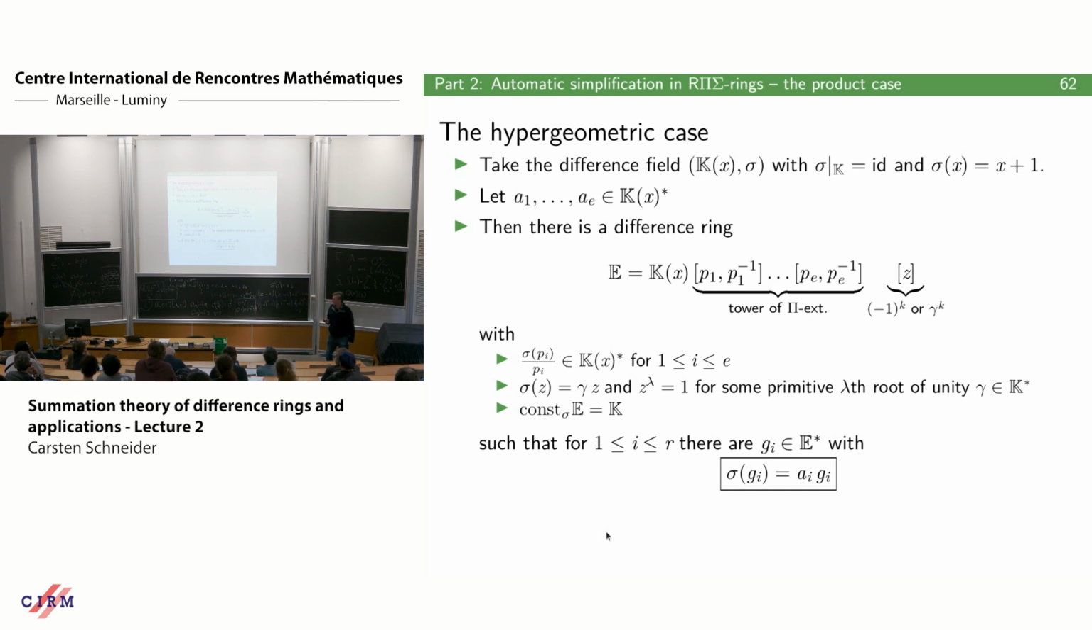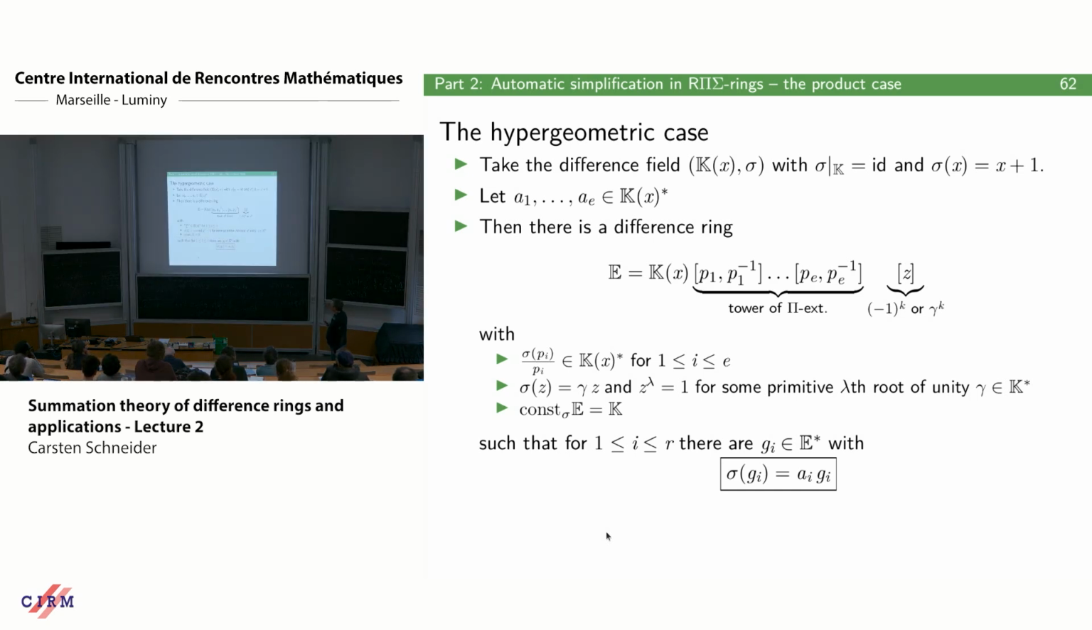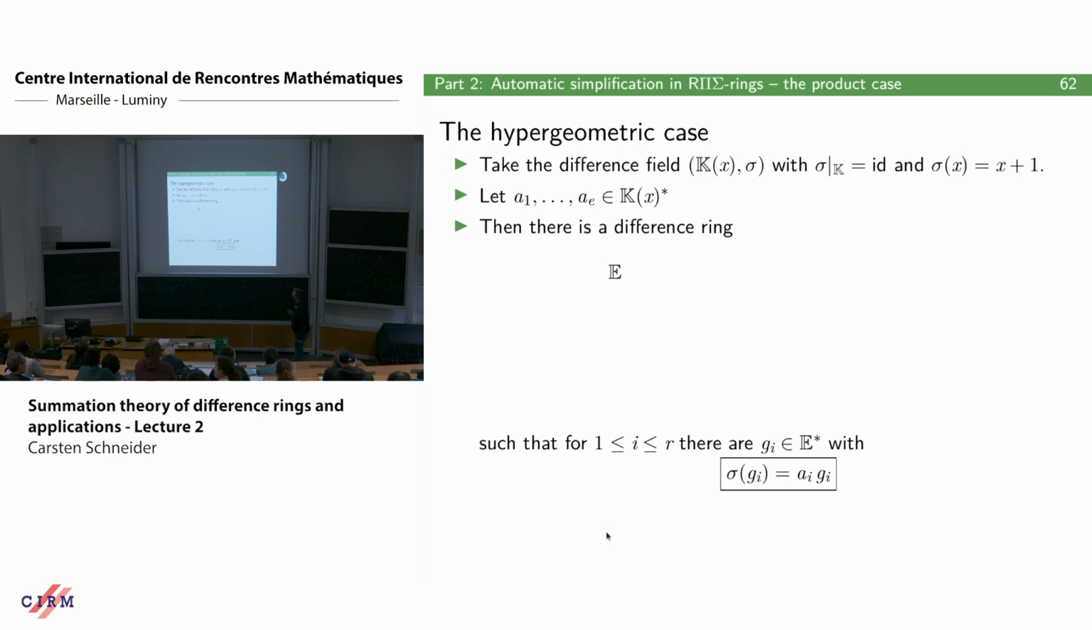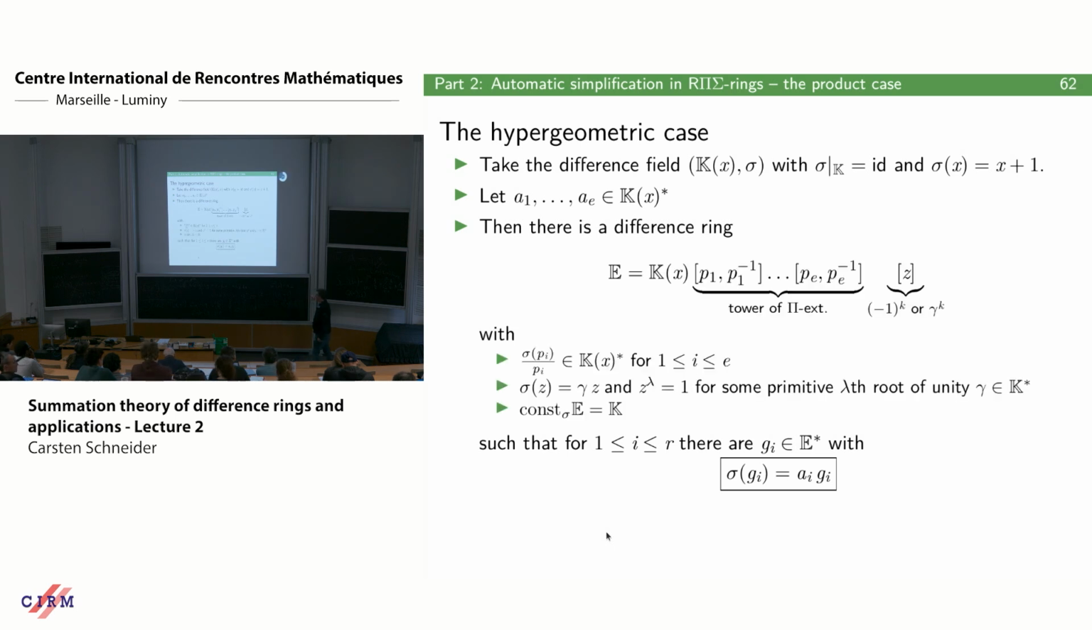So, and this is basically the slide that you have seen. So I'm given, for instance, the rational functions here. This is my standard shift operation. I take multiplicands a1, a2, up to ae. And then I can define a difference ring such that I can model the shifts. And it's an R pi sigma ring. And I can do it in such a way that I introduce pi extensions, only pi extensions, and one root of unity extension. So one root of unity extension is sufficient to tackle all the bad guys.